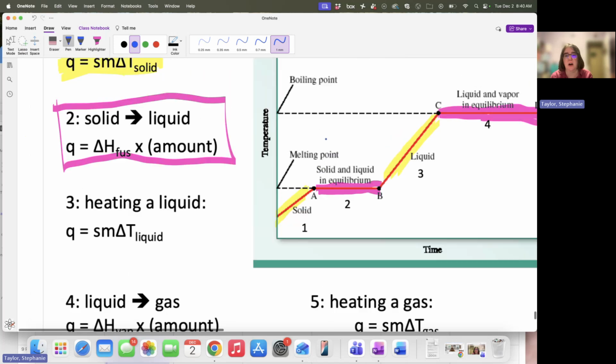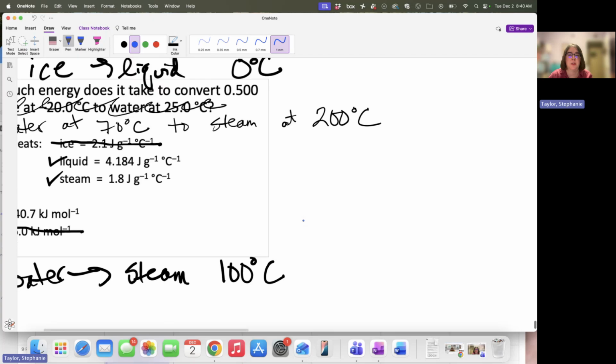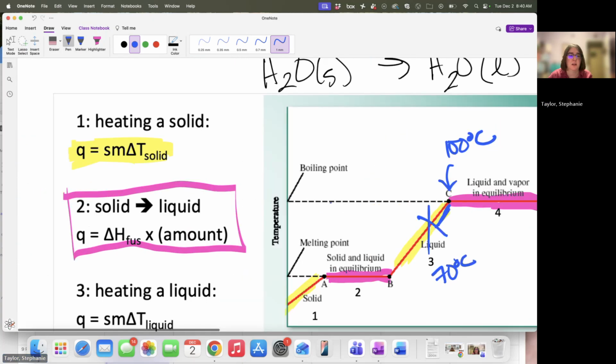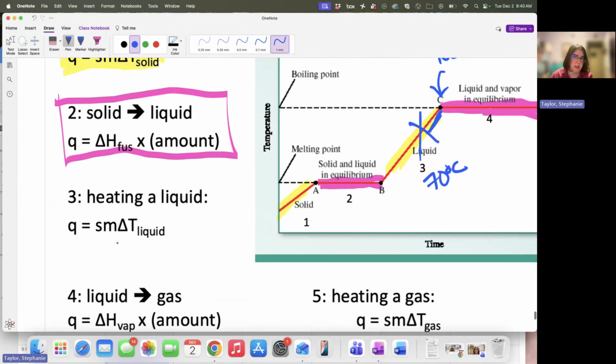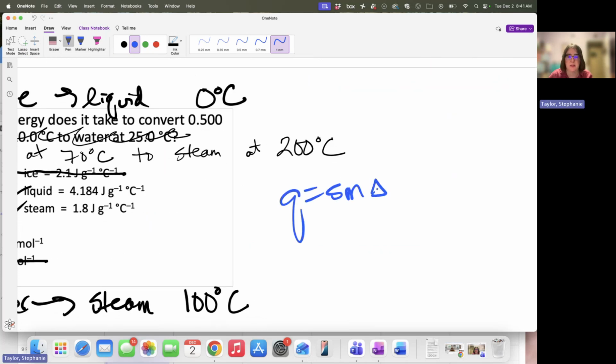If we were looking at our heating curve, we're basically starting kind of here or so, where we have liquid water, but we need to heat it. If we're starting at 70 degrees Celsius, we're going to heat it to 100 degrees Celsius. So we have to cover basically this chunk of the graph. Since we're heating a liquid, it's Q equals Sm delta T. My Q is what I'm solving for.